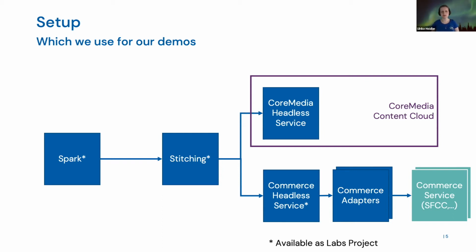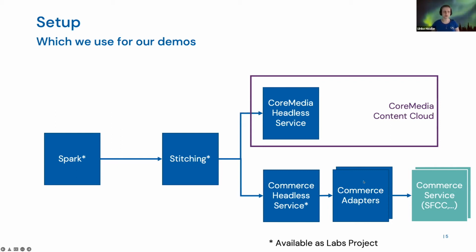There's also the example for backend for frontend. Come to that one in a second. I just want to finish up our setup. How we use it in our demos is that the stitching server, as I mentioned, is connected to what we call the headless service connector.